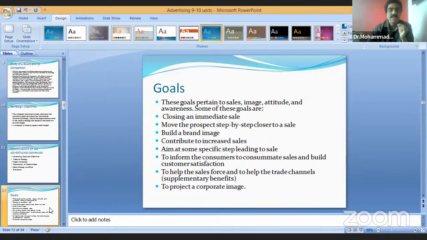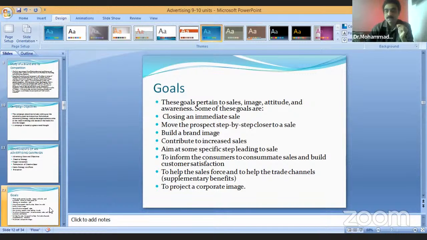Or build a brand image. It may be only for establishing our brand image, which contributes to increased sales. Next, aim at some specific step leading to a sale, so that appropriate steps can lead to increased sales, to inform the consumers, to consummate sales and build customer satisfaction as well, and to help the sales force and the trade channels support our campaign. Next, project a corporate image.